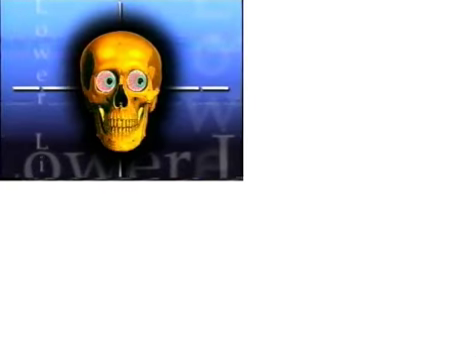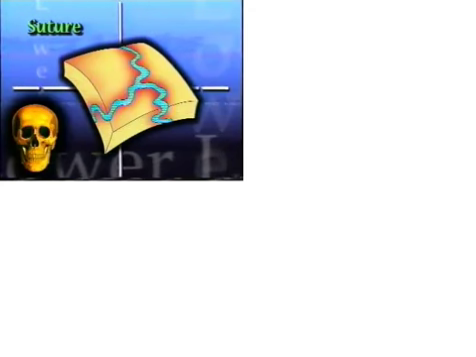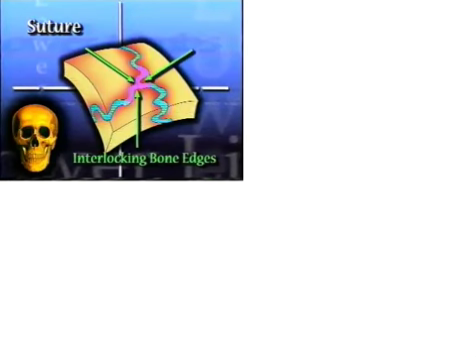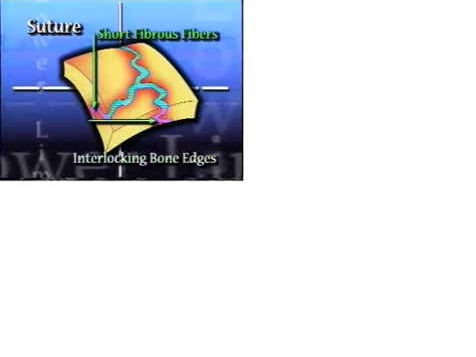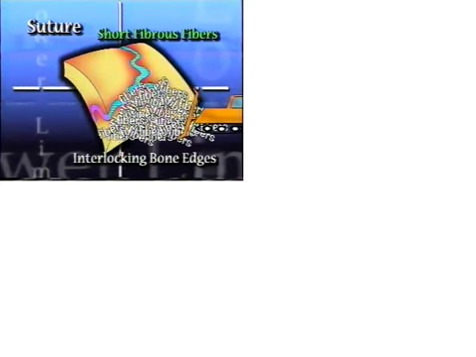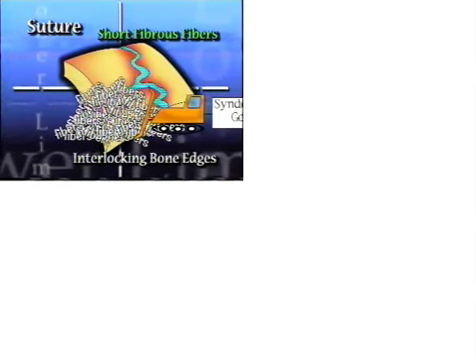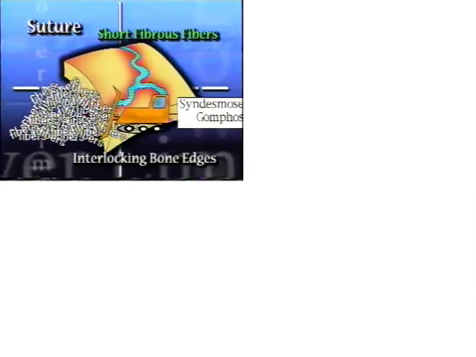One specific type of fibrous joint is called a suture. Now everyone has sutures in his or her skull. These sutures are made up of interlocking or overlapping bone edges that are connected by short fibrous fibers. The term fibrous fibers may sound redundant, but hopefully it'll make you remember the name of the fibrous joint.